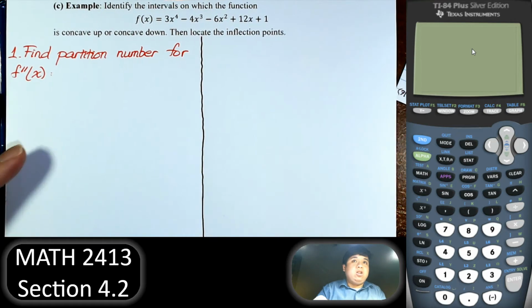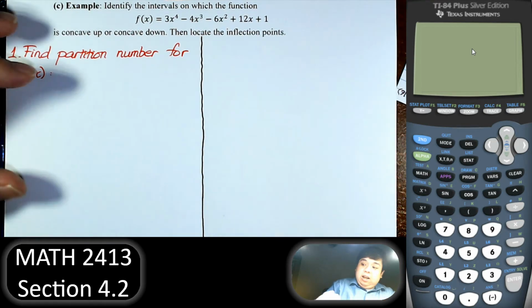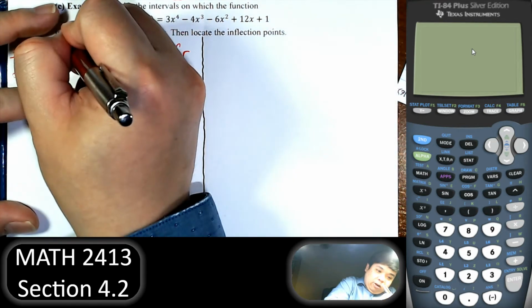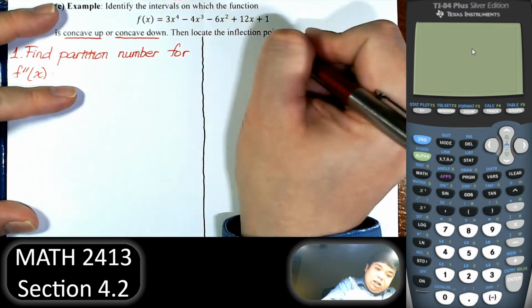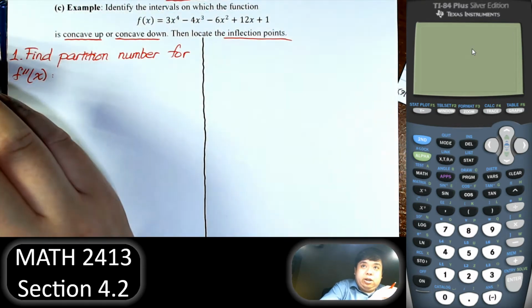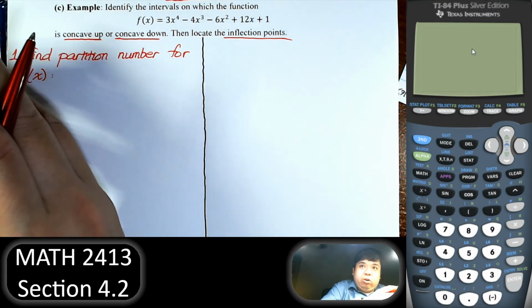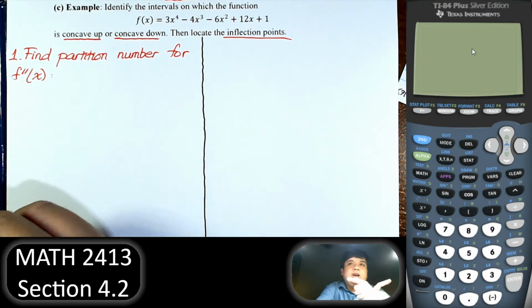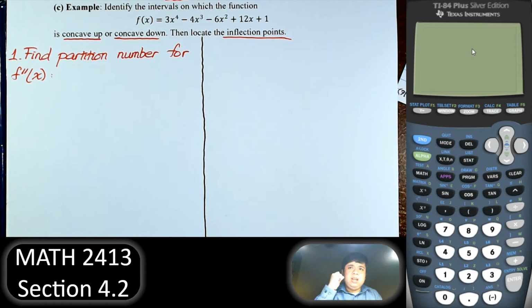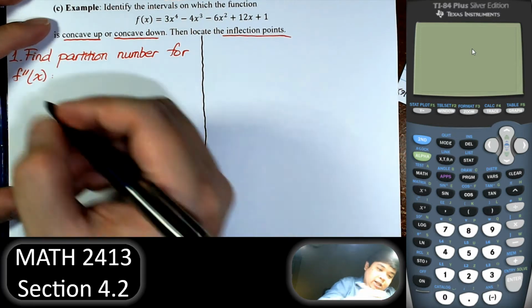So we have the function and find the second derivative, because concave up, concave down, and inflection points can all be obtained from the second derivative. The first derivative gives us increasing, decreasing, local max, local min, and of course partition numbers or critical points. The second derivative gives us concave up, concave down, and inflection points.